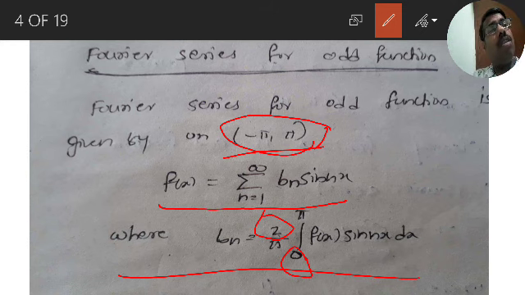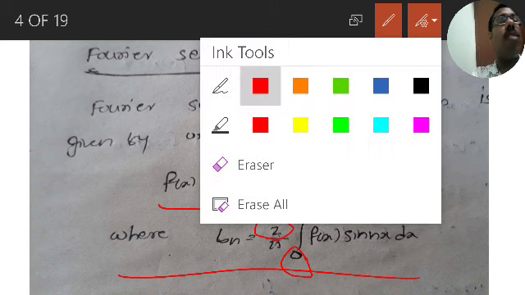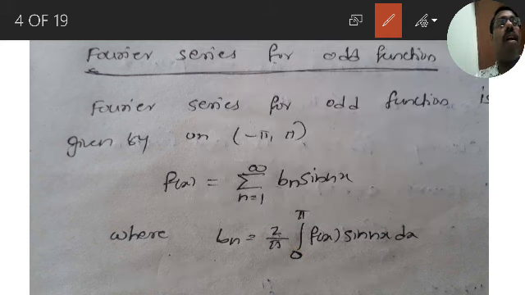The second point to note: if the function is an even function, only a naught and an terms exist, no bn term. And if the function is an odd function, only the bn term exists, no a naught and an term. So the problem is reduced. No need to find all three values a naught, an, bn. In case of even, only the first two, a naught and an, and in case of odd function only the last term, that is bn. In this way the problem is reduced for even and odd functions.